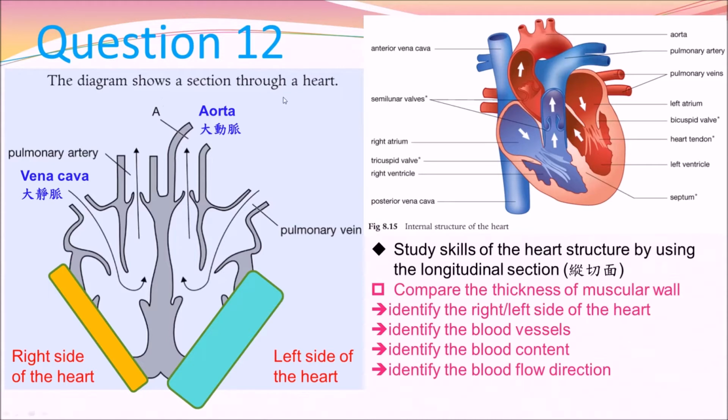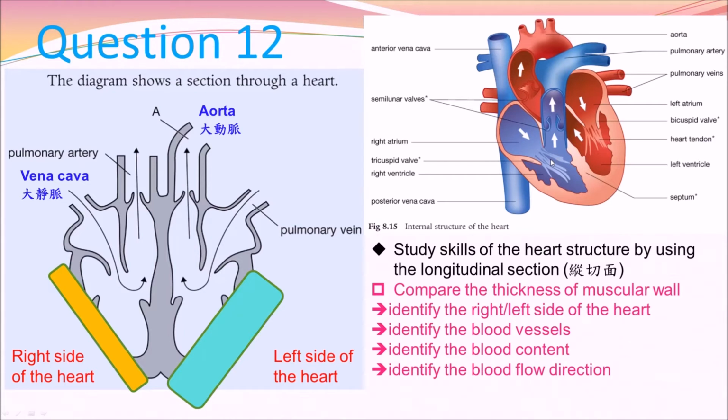And also we have the valves. In this part we do not see the valves in detail, but maybe in other pictures, on the left-hand side we have the bicuspid valve, and on the right-hand side we have the tricuspid valve, something like this.